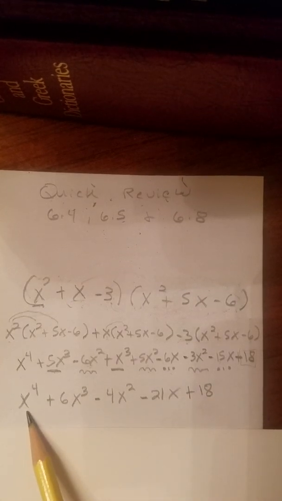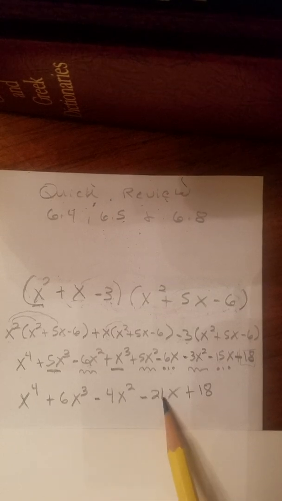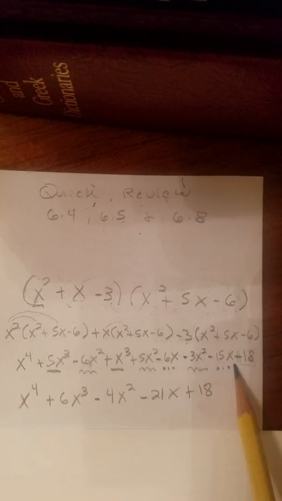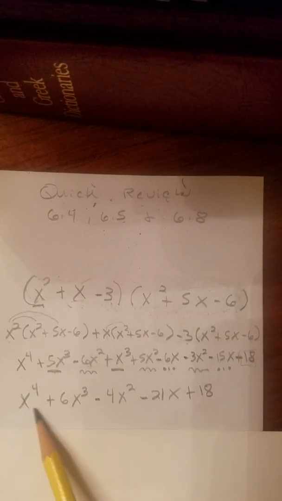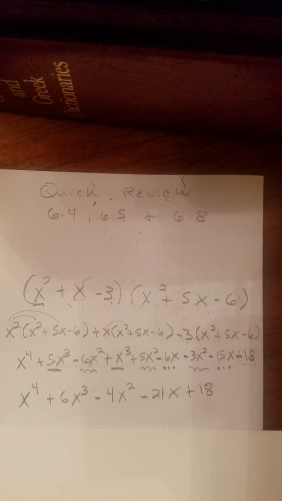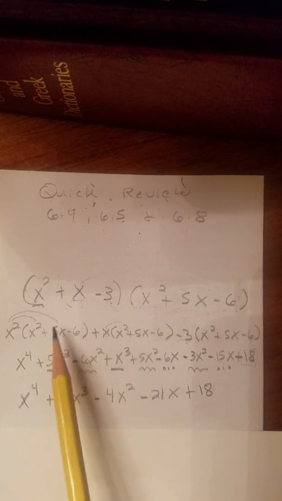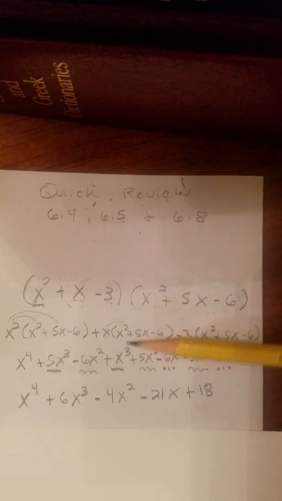So now, as you can see, we've ended up with x to the fourth plus 6x cubed minus 4x squared minus 21x plus 18, because I've combined these terms. I cannot combine anymore because these are not like terms, right? They have to have the same letter and the same exponents. And so that's basically just multiplying out. It doesn't matter whether it's a monomial times a polynomial, a binomial times a polynomial, or in this case, a trinomial times a trinomial. The process is the same. You're just going to end up distributing twice. And that's your quick review.